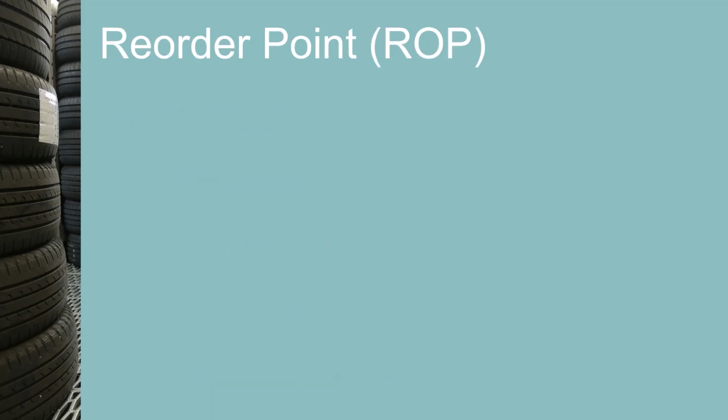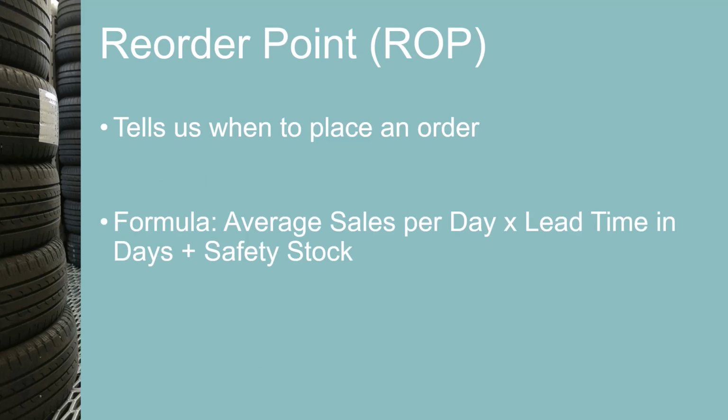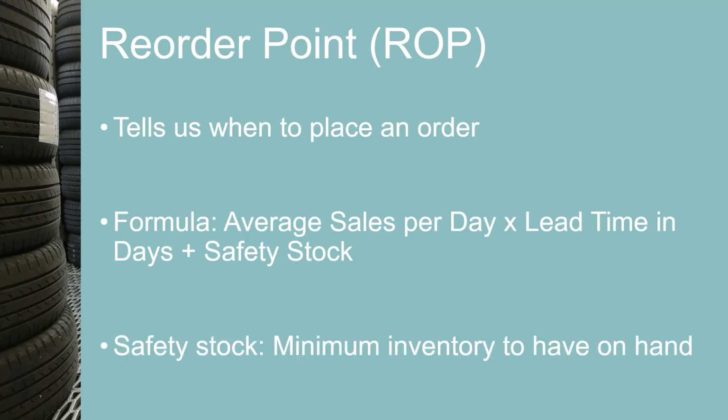The economic order quantity tells us how much to order. The reorder point tells us when to place an order. It is calculated as the average sales per day times lead time in days plus safety stock. The safety stock is the minimum inventory to always have on hand to avoid stockouts.